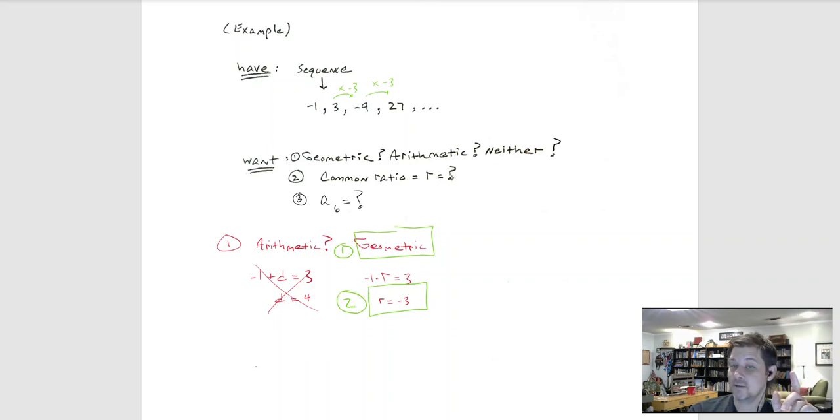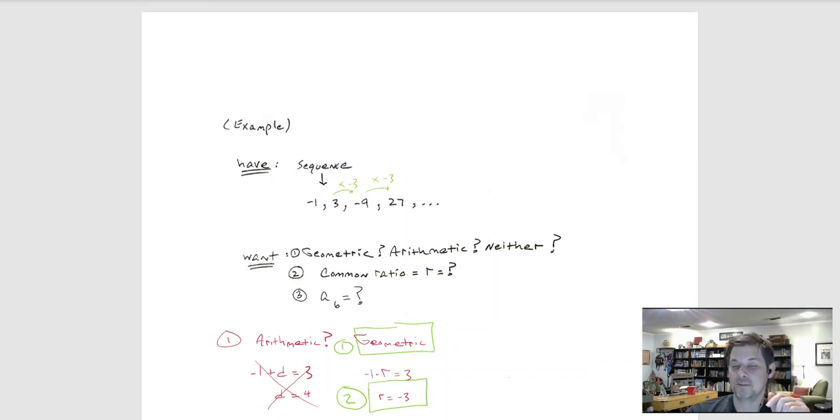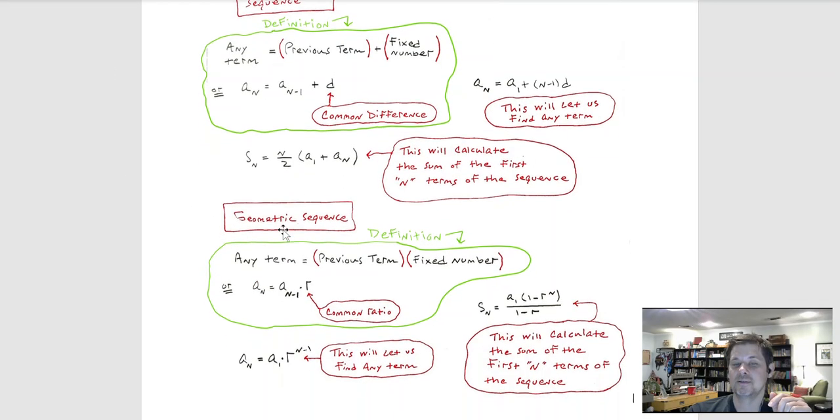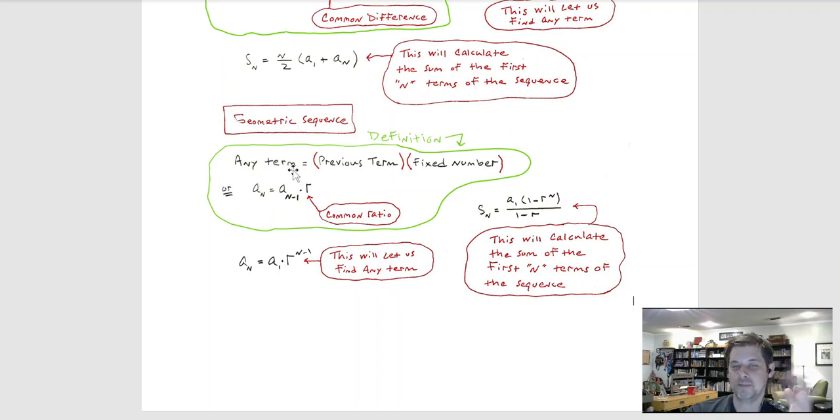Question 2 is, what's the common ratio? Well, question 2 gave away the answer to 1, but that's the way I did it, all right? Only a geometric sequence has a common ratio. It's built into it. It's all based on the meaning of it. Any term is the previous term times the common ratio.